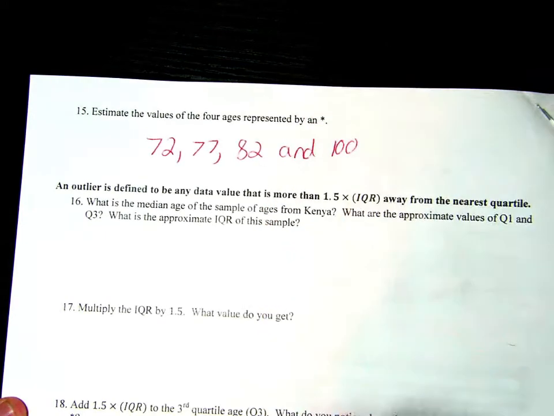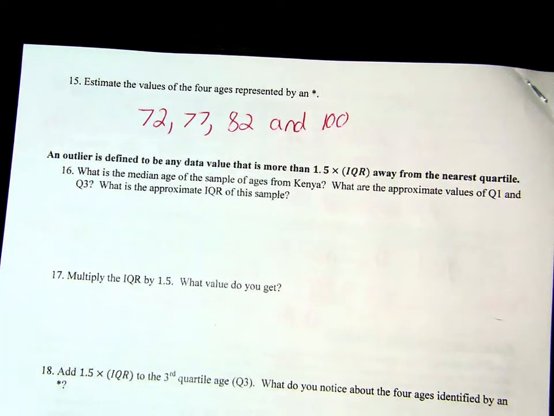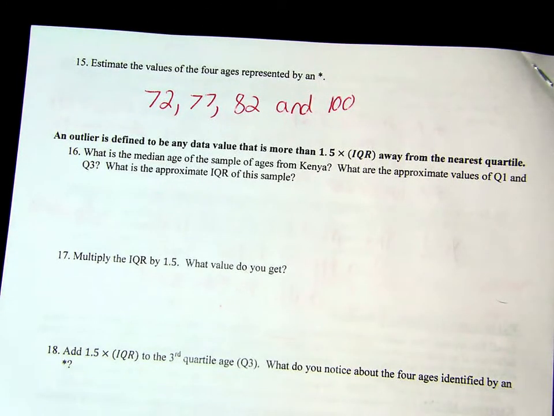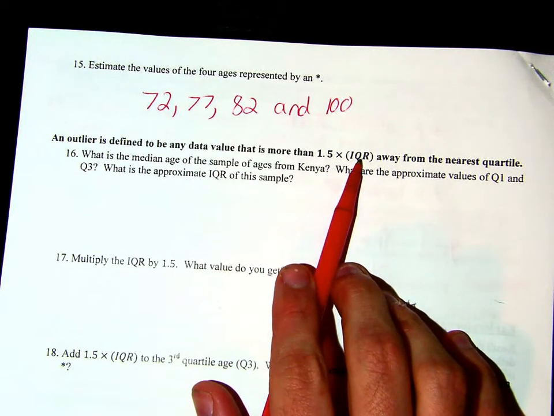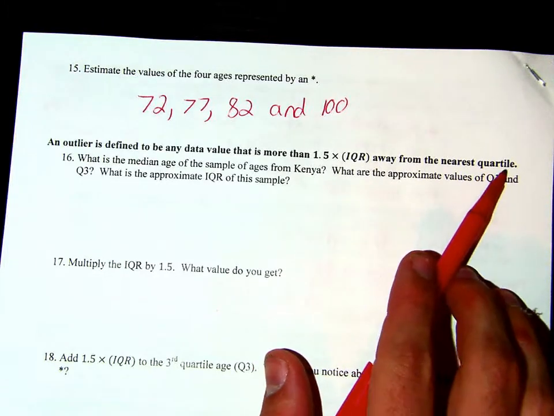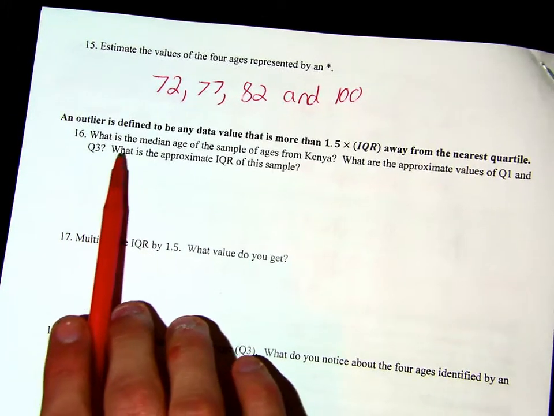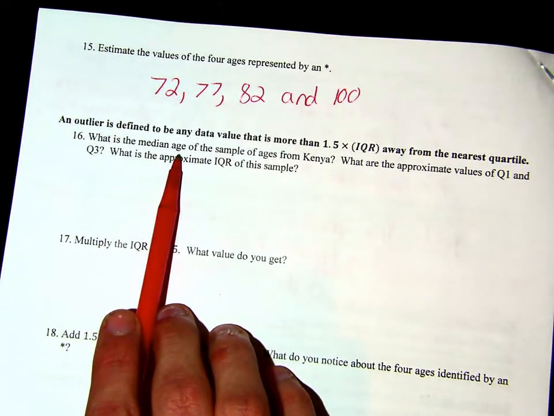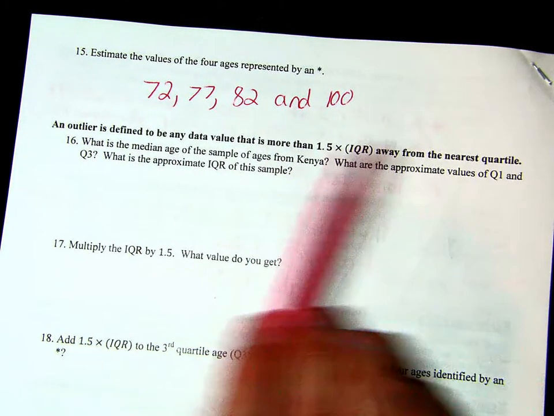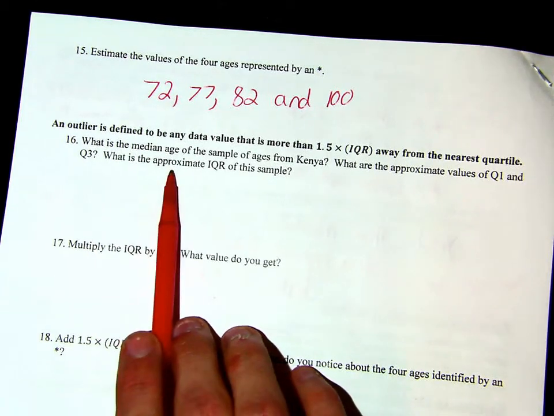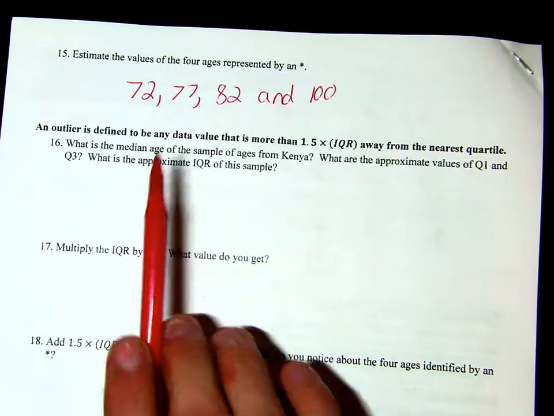So it says an outlier is defined to be any data value that is more than 1.5 times whatever our interquartile range is, away from the nearest quartile. They want to know what is the median age of the ages of Kenya, what are the approximate values of quartile 1 and quartile 3, and what is the approximate interquartile range for the sample. So we need to figure out those three values.